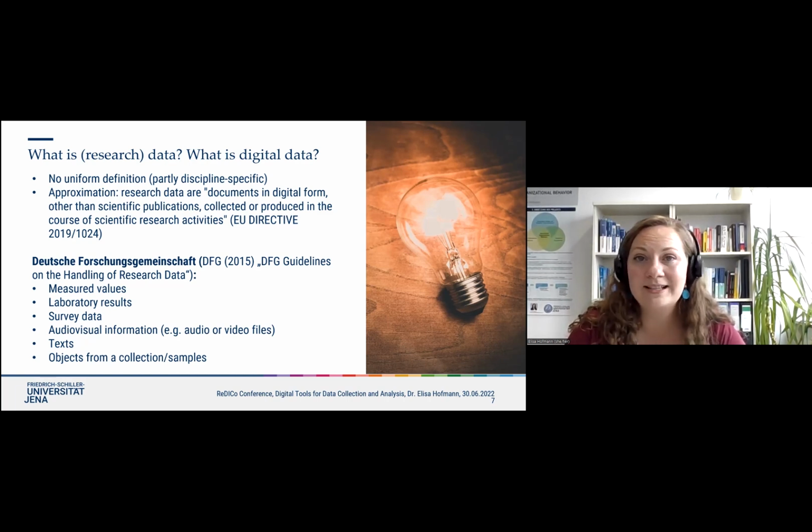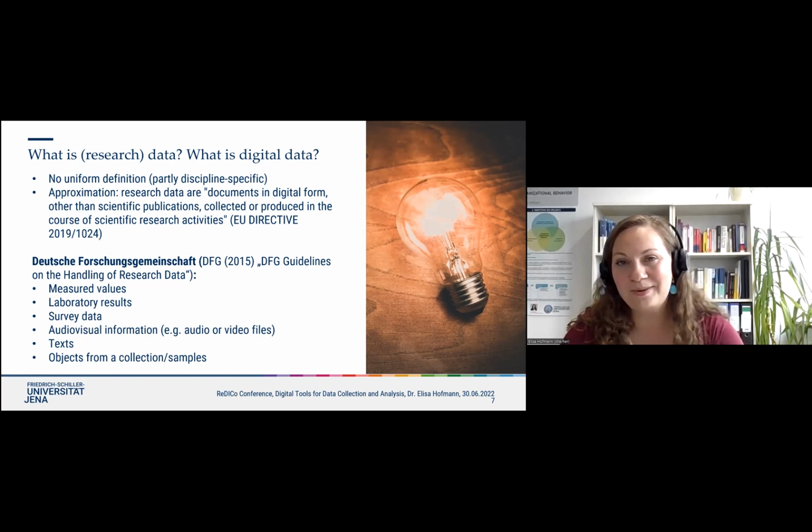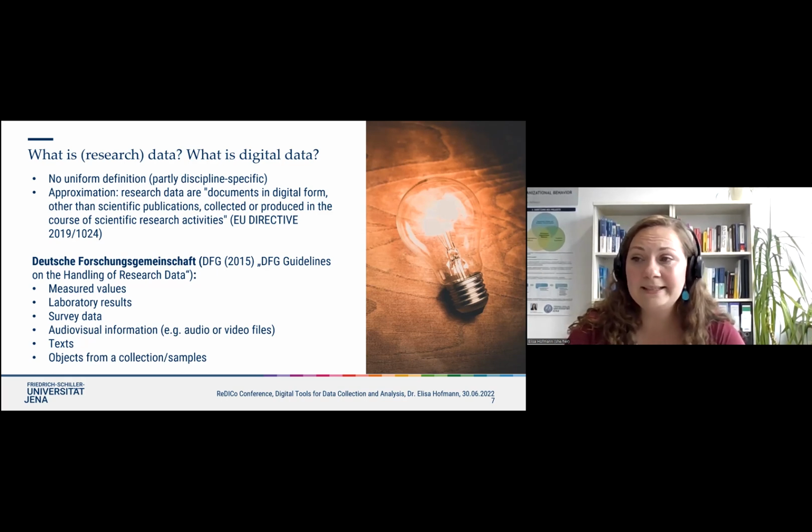For instance, laboratory results, which are especially important in the sciences. Biologists, physicists, and so on go to the laboratory, run their experiments, and then collect laboratory data. More in the humanities and social sciences, for instance, survey data in order to better understand attitudes, opinions, and behavior of people, but also audiovisual information like audio or video files, texts, which are mainly important in humanities, for instance in linguistics, but also objects from a collection or samples.